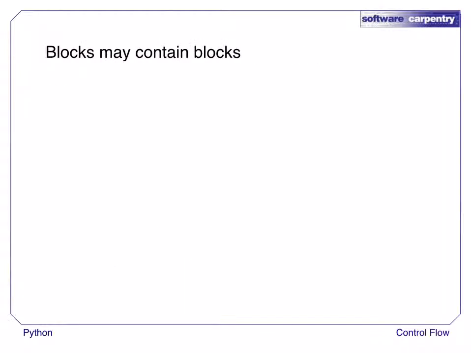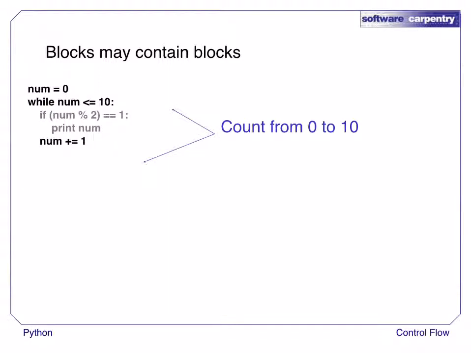Of course, blocks of code might contain other blocks. So, for example, in this program, an if is nested inside a while. The while counts from 0 to 10, and the if prints out the odd numbers. And this combination prints out all the odd numbers between 0 and 10.